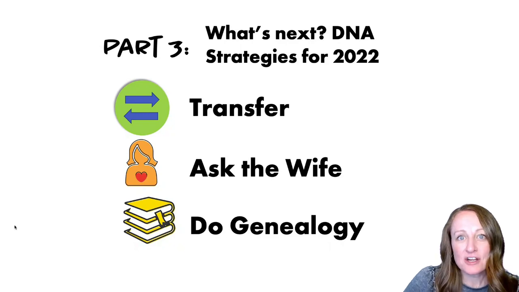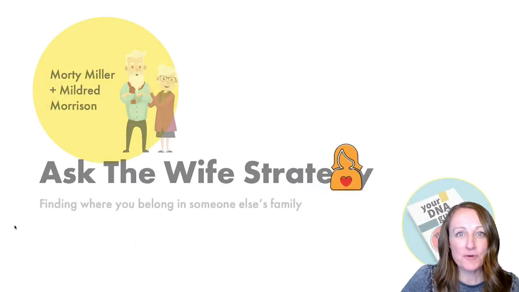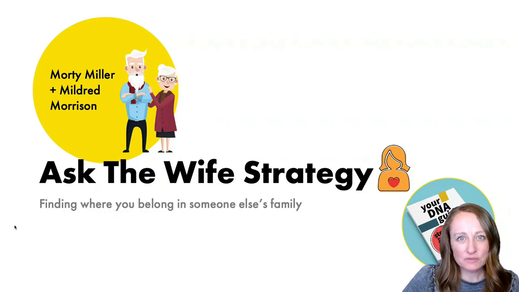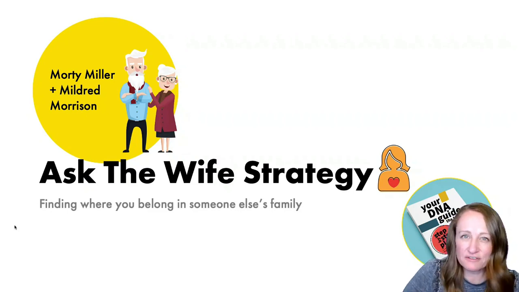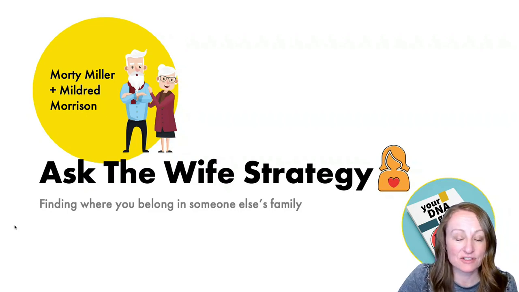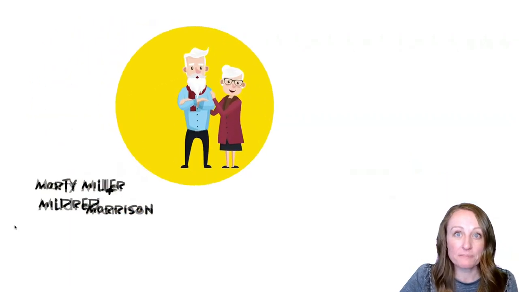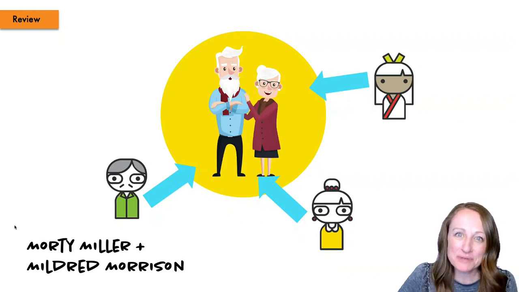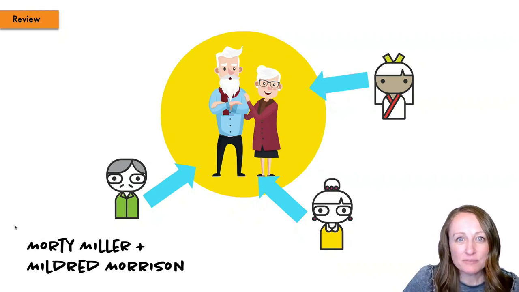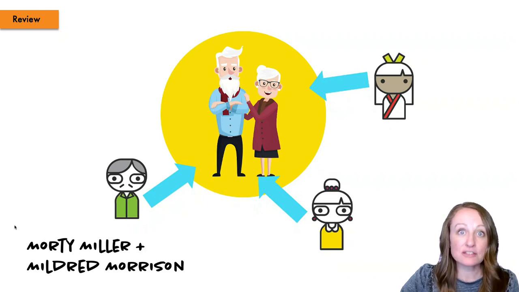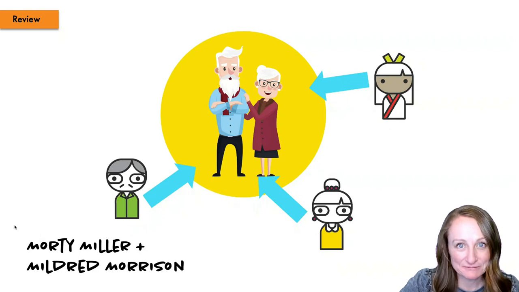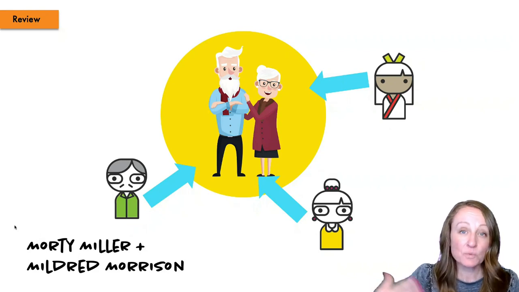You also might want to try this strategy called Ask the Wife. So I go over this in my book, but very simply put, it's when you find a group of matches who have a common ancestor with each other, and you're trying to figure out how you share a common ancestor with them. So if you'll remember from part 2 of this series, so again, if you haven't watched it, go back because we're going to build on it now. In part 2, we talked about finding this group of matches, and this group of matches had a common ancestor of Morty Miller and Mildred Morrison. So they had a common ancestor with each other.